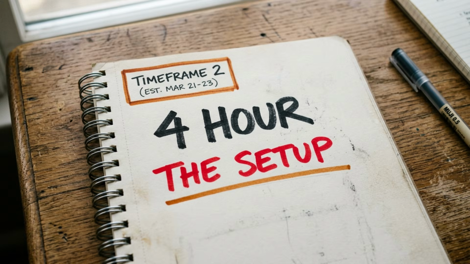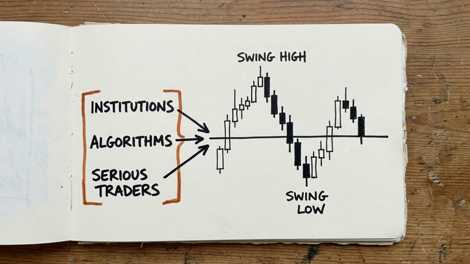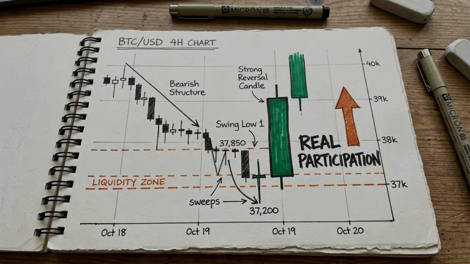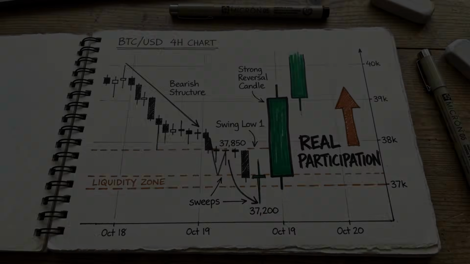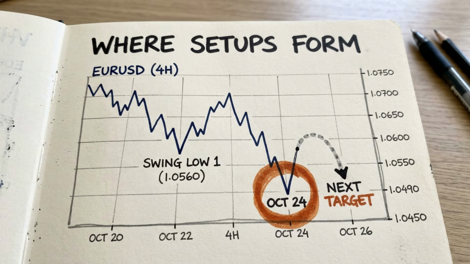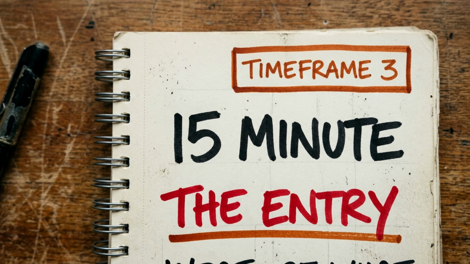The 4-hour, the setup. This is where liquidity becomes tradable. 4-hour swing highs and lows are watched by institutional desks, algorithmic systems, and serious retail traders. The stop clusters here are substantial. When a 4-hour liquidity level gets swept, the resulting move has real participation behind it. This is the time frame where setups form, where you identify which specific level is about to be targeted, where you build your trade plan. If the daily says the market is hunting lower liquidity, the 4-hour shows you exactly which level is next in line.